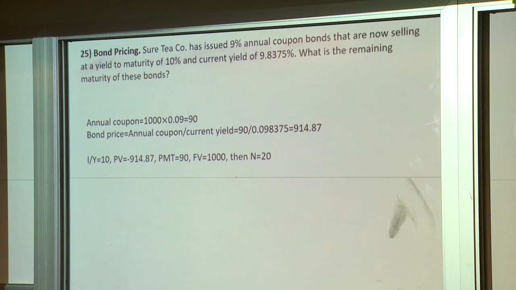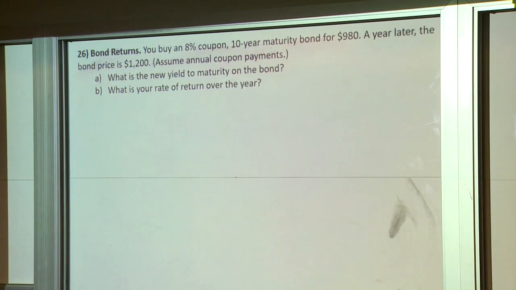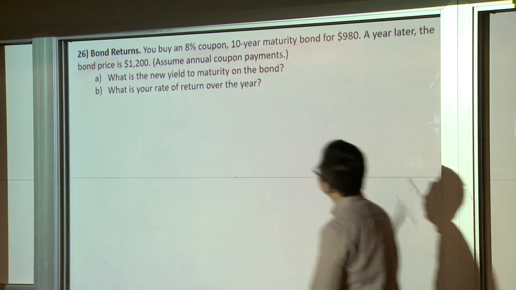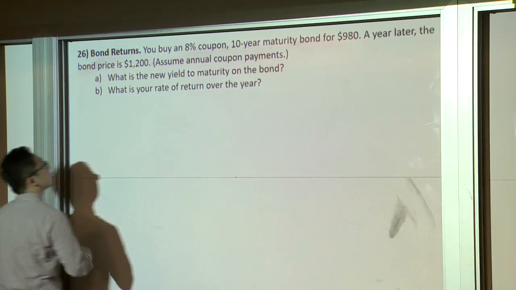Are we good? Okay. 26. You buy an 8% coupon, 10-year maturity bond for $980, and a year later, the bond price becomes $1,200. Assume annual coupon payment. What is the new yield to maturity on the bond? And what is the rate of return over the year? So what is the new yield to maturity?